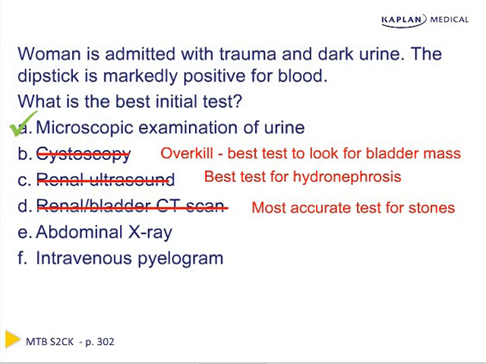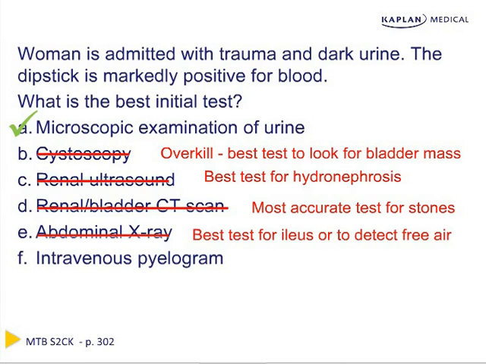Along the same lines, a renal or bladder CT scan is also overkill for what we're doing in this clinical scenario. What a CT scan is good for is diagnosing stones. It would be the right answer if the urinalysis and the renal ultrasound failed to give you the information that you need. Abdominal x-ray used to be the test of choice for kidney stones, but since not all stones are radio-opaque, the CT scan has surpassed the abdominal x-ray as the best test in picking up stones.